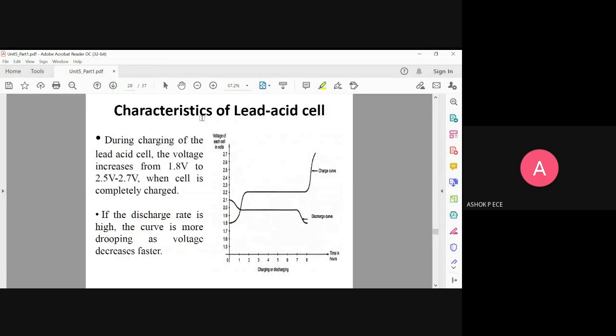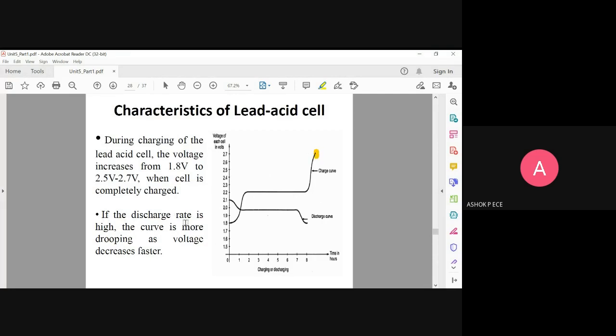So, characteristics. See here, during charging, initially it will charge slowly and then it will be constant. Discharging, look, it will drop from the peak value, it will be constant, and then it will slowly go to zero. During charging, the voltage increases from 0.8 and it will go up to 2.7 volts. When the cell is completely charged, it is 2.7 volts.